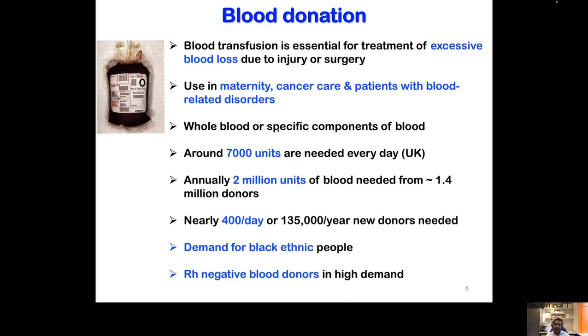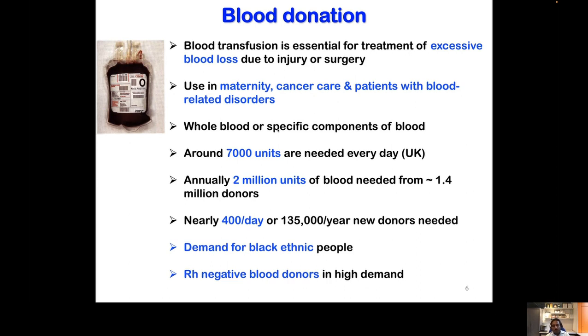So in the UK alone, around 7,000 units of blood are needed every day. Okay, 7,000 units are needed. It's really important. Each unit is a pint. Okay, that's around 568 milliliters. So we need quite a lot of blood every day to meet the demand during surgeries and for patients with other diseases and disorders who need blood transfusion.